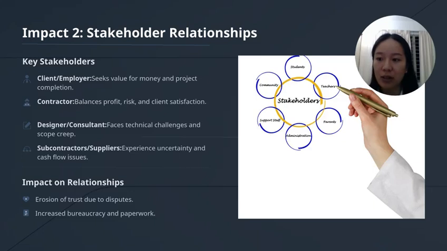Design changes also affect relationships. Different parties want different things. For example, the client cares about revenue, the contractors care about time and cost, and the suppliers care about delivery. So changes can create tension, reduce trust, and cause poor communication.